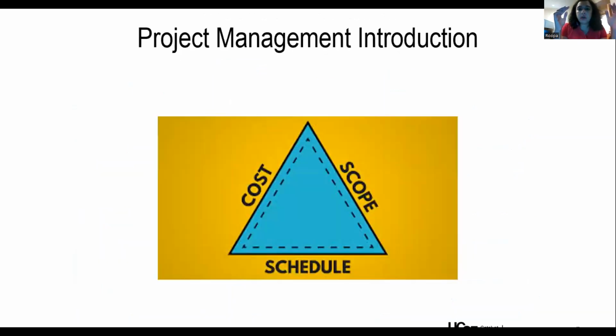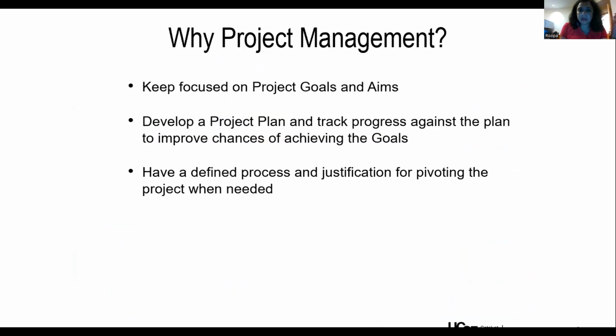Now, in terms of project management, there is the triangle, the cost, the scope, and the schedule. Now, if your scope increases, your schedule may be more, your cost may be more. Or if you have a defined cost, you may have to cut the scope to be able to accomplish it within the cost. And within the triangle, it is the quality of the work, the quality of the product.